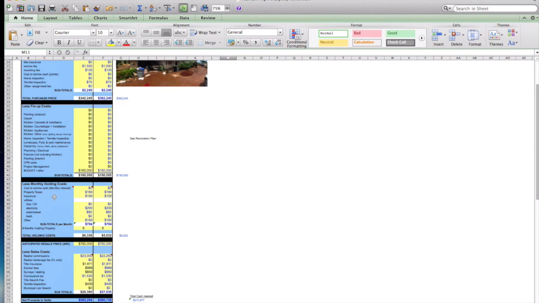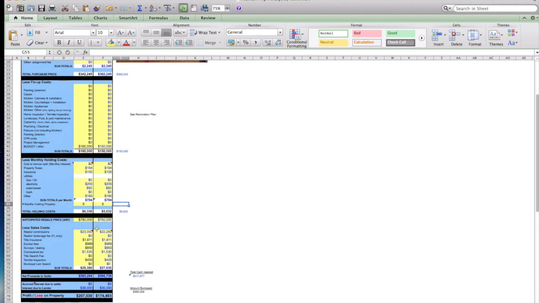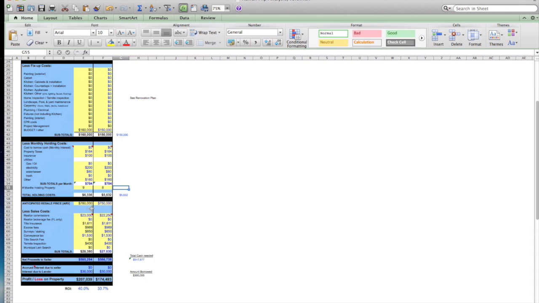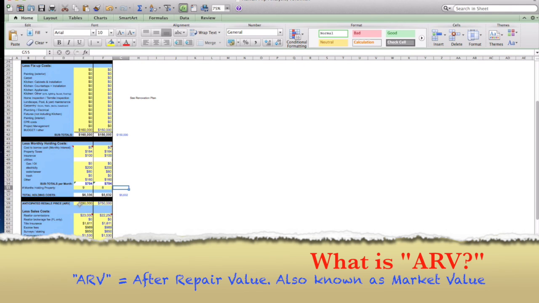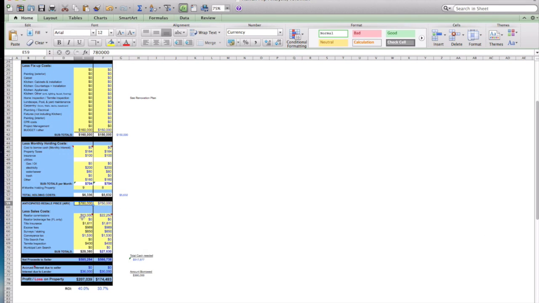What does it cost us to hold this property for a month, mostly utilities, and then times the number of months that we expect to hold the property. Okay, and then down here is our resale. Now we're going to enter the market. We're done. We've renovated the property. So here is our after repair value, our ARV. This is the resale price that we're going for, and then the associated costs when we exit.